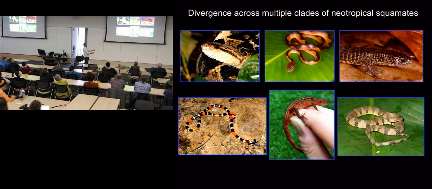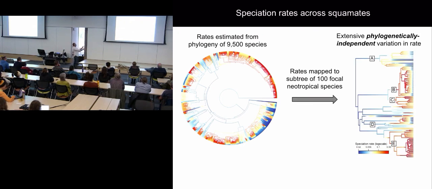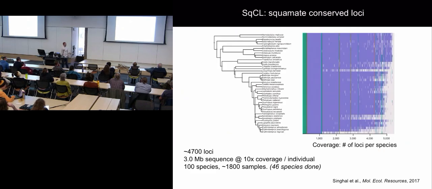And so you can see here, these are generally fairly unrelated taxa. And we have estimates of speciation rate across squamates in general. And we can basically take this analysis and map these speciation rates onto pruned phylogenies with just 100 of our focal taxa. And we've been estimating population genetic divergence from a set of markers that was developed in my lab by my former postdoc, Sonal Singhal.